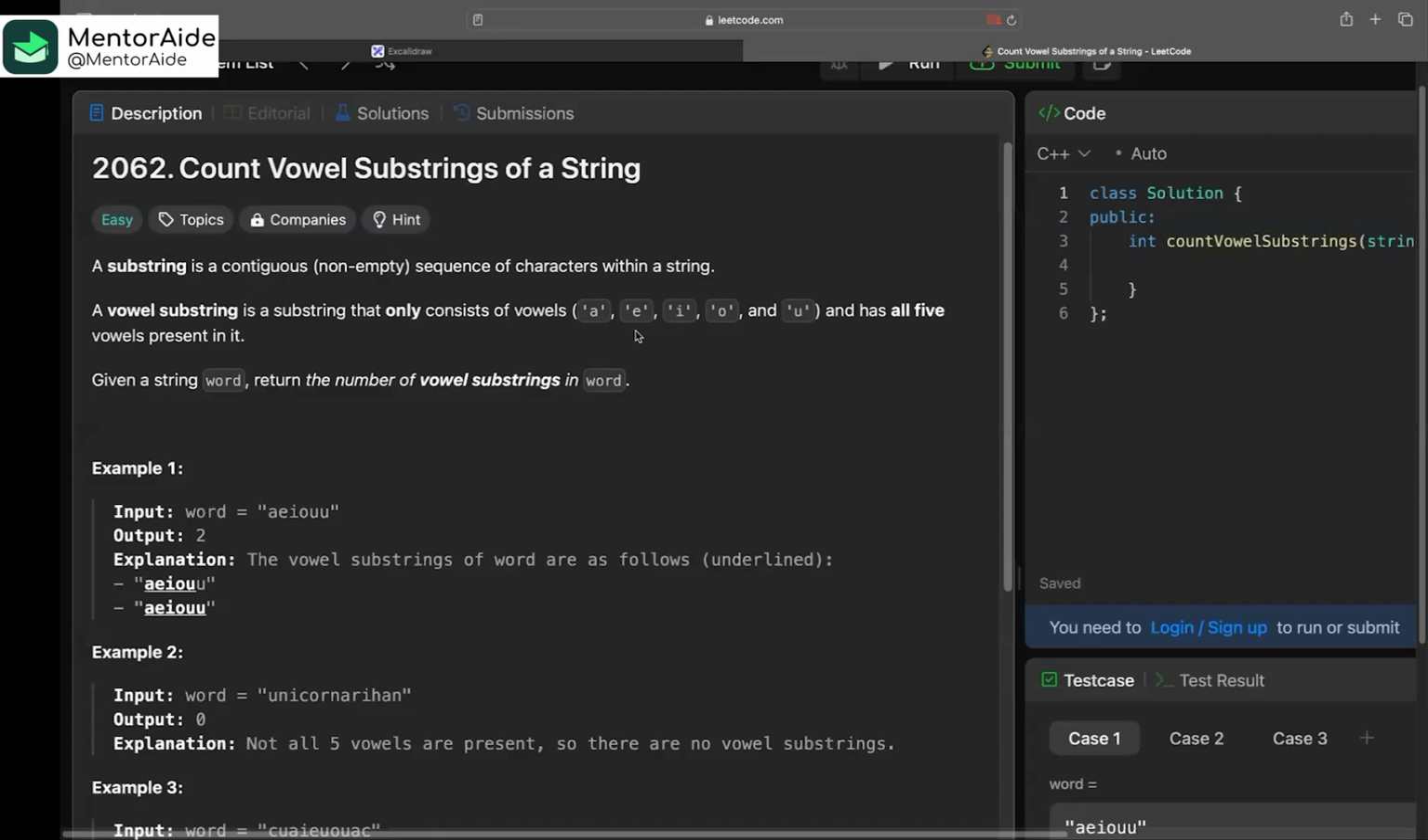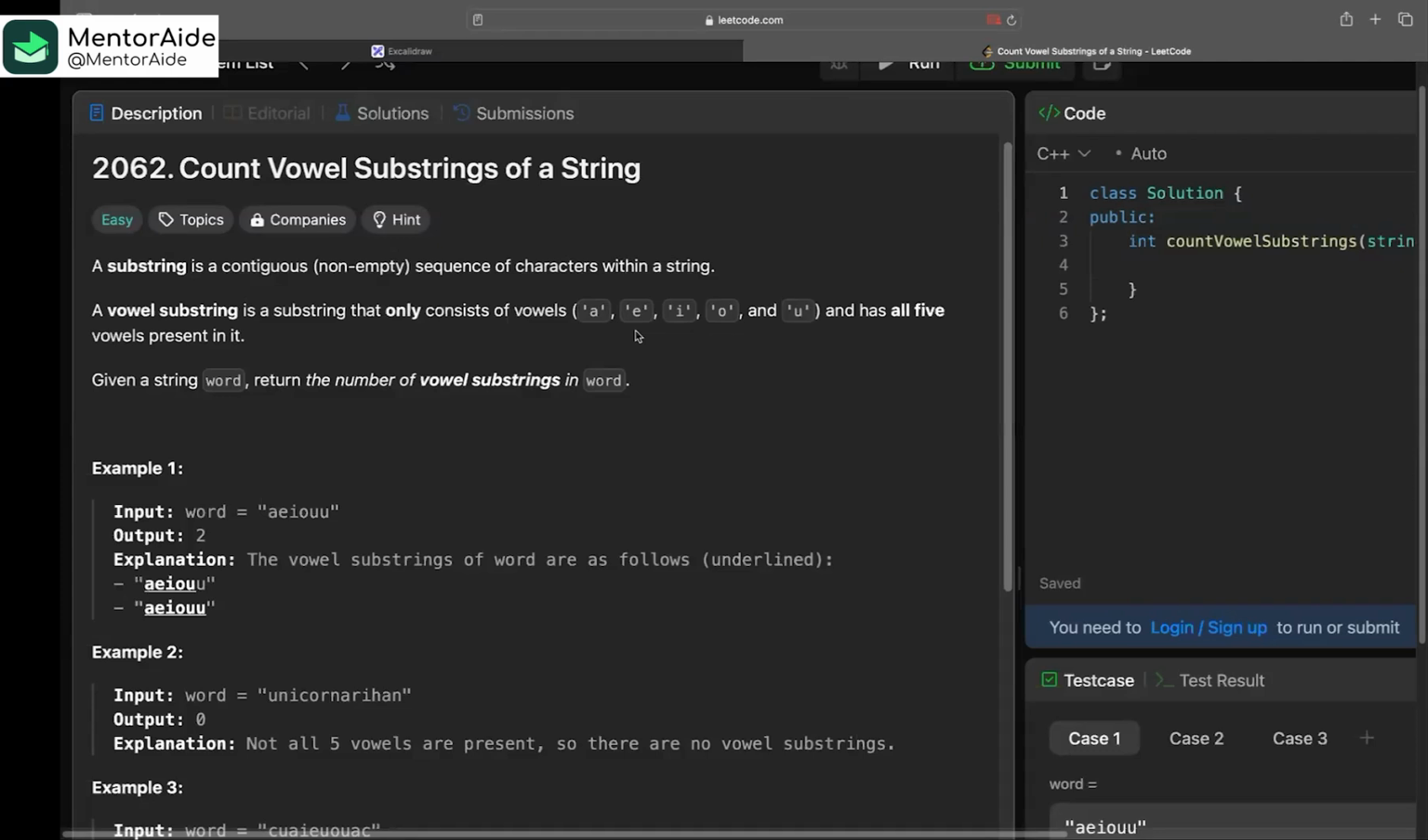Okay. So we are given a string. We need to find out all the substrings which contain all the vowels, and vowels are A, E, I, O, U. So how can we find out all the substrings which have A, E, I, O, U? And it should only contain A, E, I, O, U, nothing else at all.